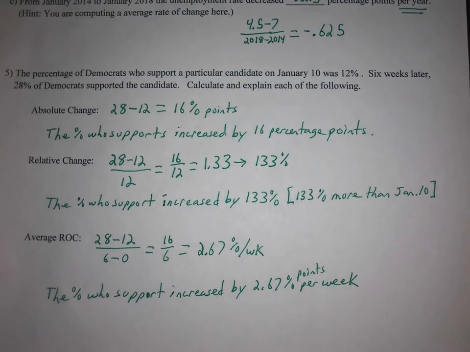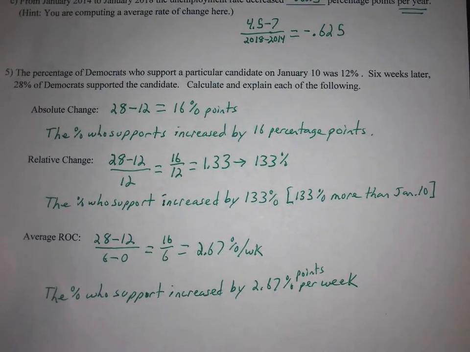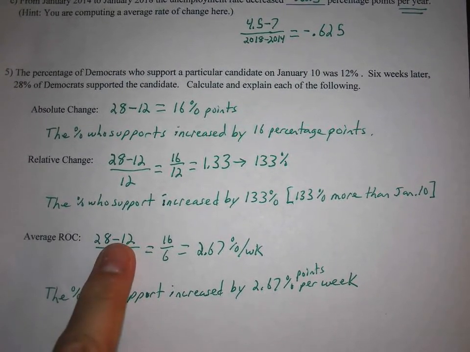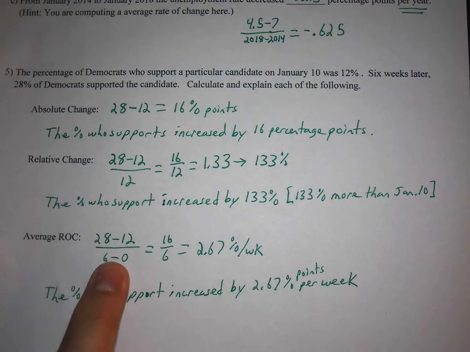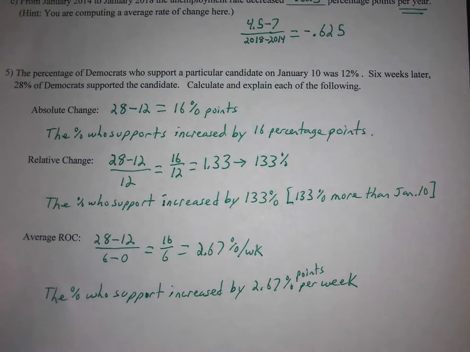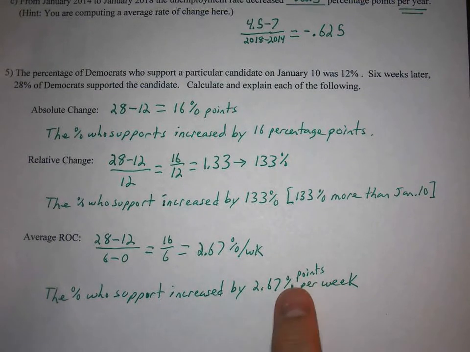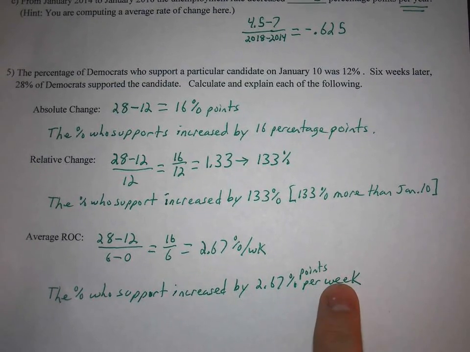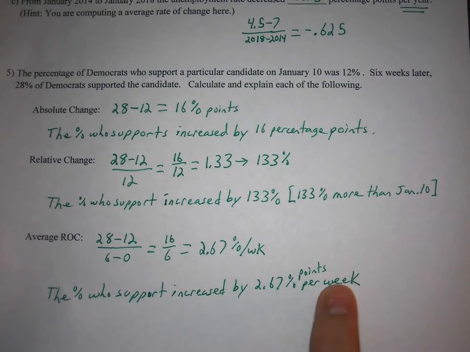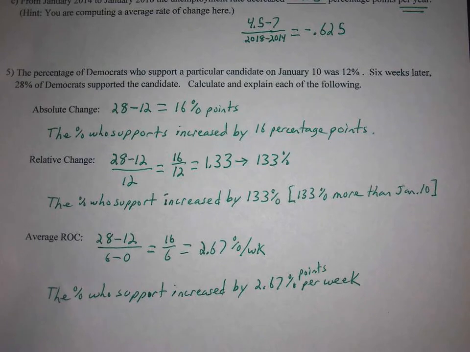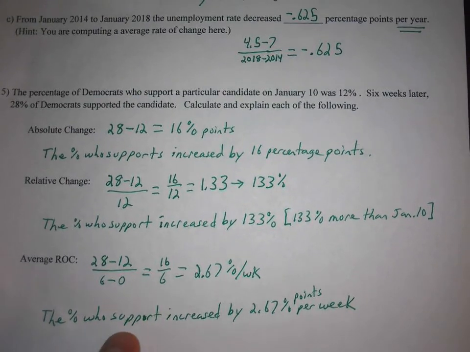And then the average rate of change, well, here you take the difference divided by the 6 weeks that went by, and you get 2.67% per week. So the percentage who support increased by 2.67 percentage points per week. Okay, so that's just another wrinkle in some of these word problems if you're given percentages to start with.